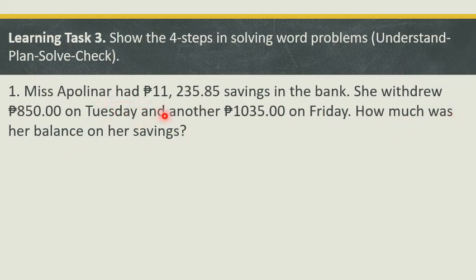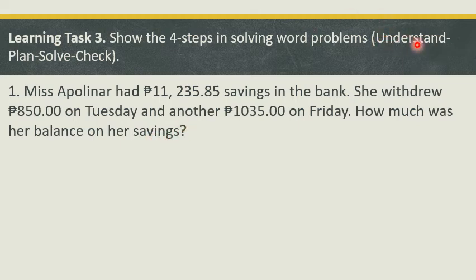So, ilan po yung total savings ni Miss Apolinar? So, meron siyang 11,235 and 85 cents. So, ito yung total niya. Ngayon, nung Tuesday daw, nag-withdraw siya. Pag sinabi withdraw, kumuha siya doon sa savings niya. So, binawasan niya yung savings niya ng 850 pesos. And then, nung Friday, bumawas ulit siya ng 1,035 pesos. Ngayon, ang tanong is, ilan na lang daw yung balance niya, yung natitira doon sa savings niya.